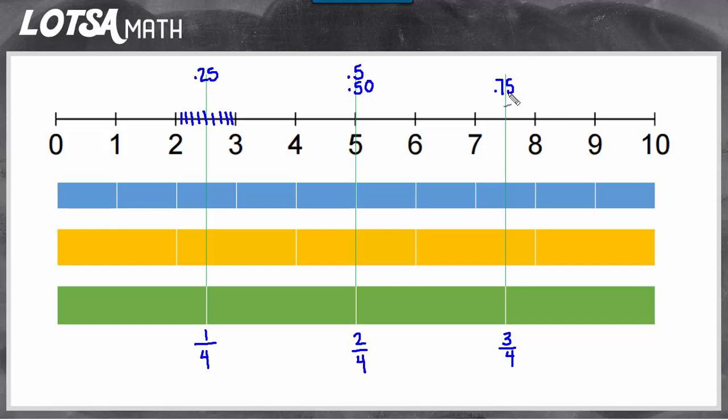So these are the decimal equivalents to fractions. 1/4 is 25/100, 2/4 is 50/100, and 3/4 is 75/100. 4/4 would equal 1 whole. And you can see that 10/100 is a whole. In the same way that 5/5 equals 1 whole and 10/10 equals 1 whole. Anytime the numerator and the denominator are the same, it equals 1 whole. So let's look at some examples.